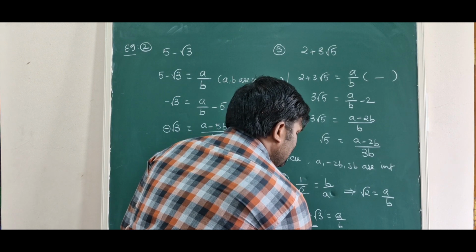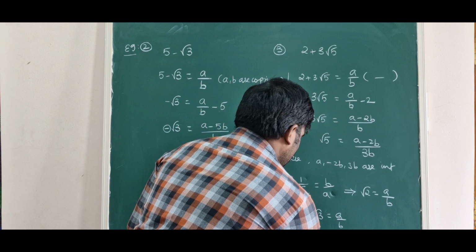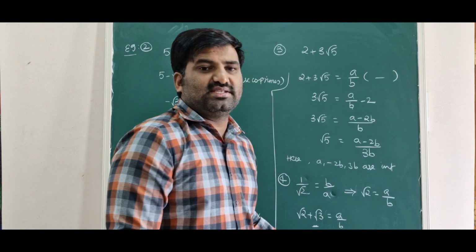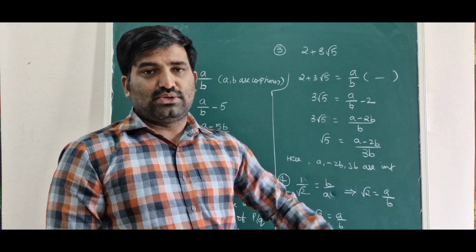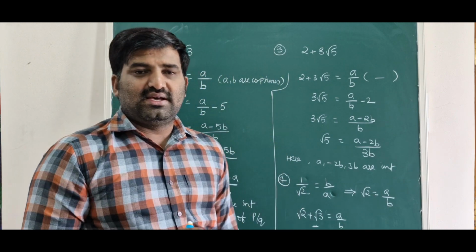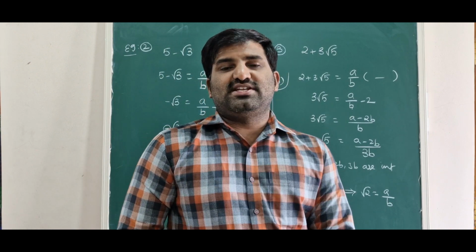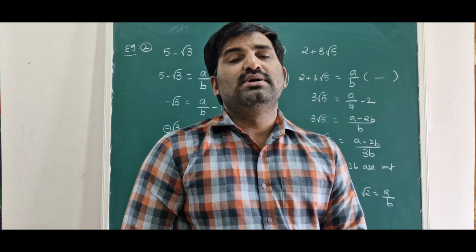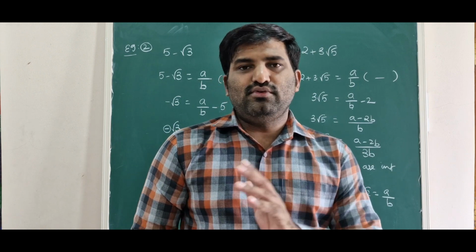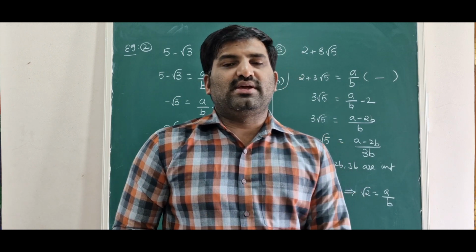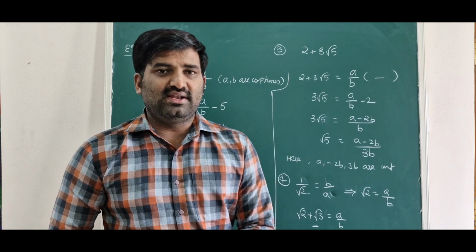Root 3 is equal to a by b minus root 2. You can take it, root 3 is equal to a by b minus root 2. After that you can take LCM and square on both sides. When you have two irrational numbers in the question, we need to square on both sides. This you have to remember. So like this, you can prove the given numbers as irrational numbers.